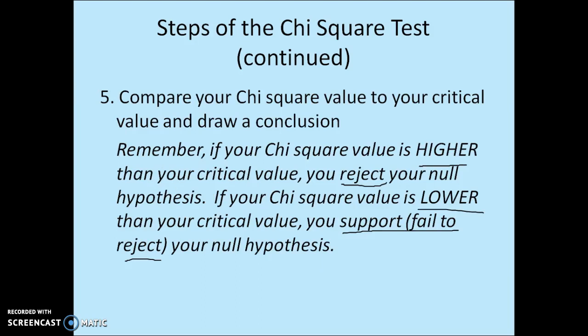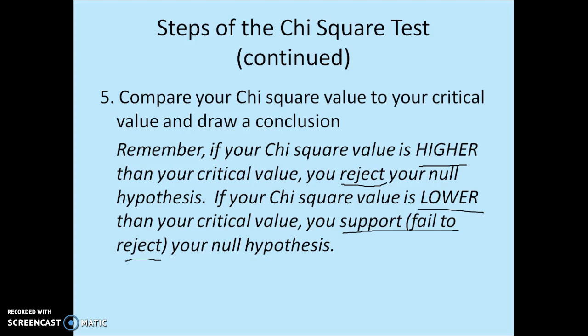Our next step is to compare our chi-square value to our critical value so that we can draw a conclusion. If the chi-square value is higher than the critical value, we reject the null hypothesis. If our chi-square value is lower than the critical value, we support, or fail to reject, our null hypothesis. For our experiment, our chi-square value was 240, and our critical value was 3.84. So our chi-square value of 240 is much higher than our critical value of 3.84. Therefore, we reject our null hypothesis.